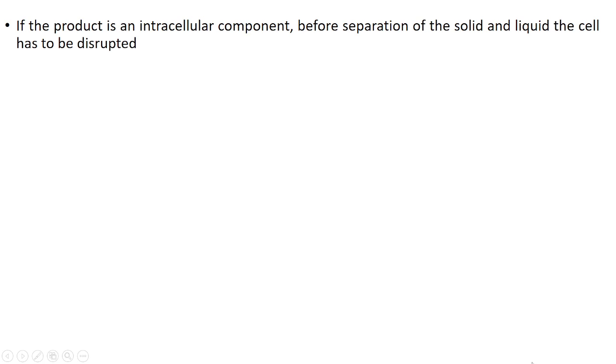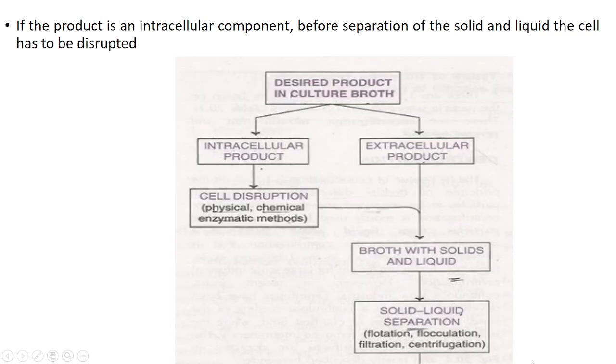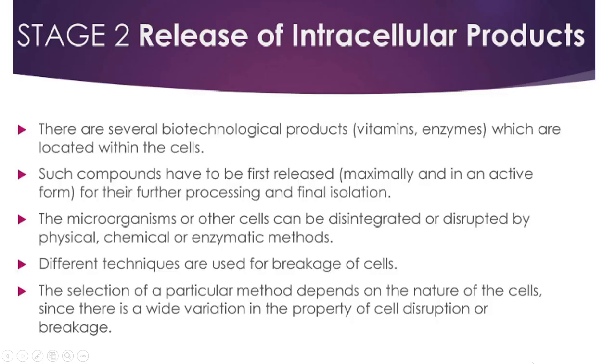If the product is an intracellular component, before the separation of solid and liquid, the cell has to be disrupted. Cell disruption can take place by physical, chemical, or enzymatic methods. After the cell disruption, solid-liquid separation, which was explained earlier, can happen. So, release of intracellular product by cell disruption: various products like vitamins and enzymes are present inside the cell, so these have to be released before they can be isolated, recovered, and purified.